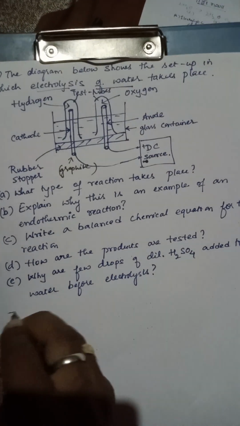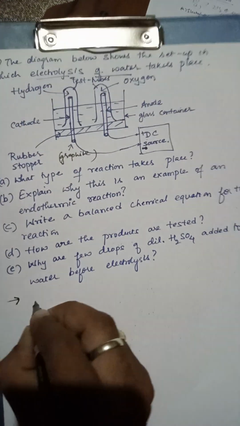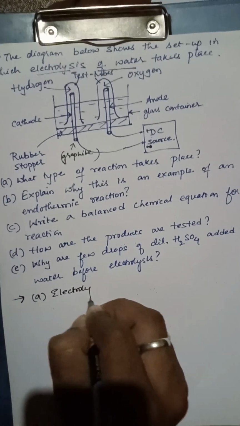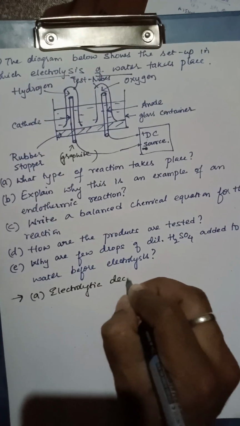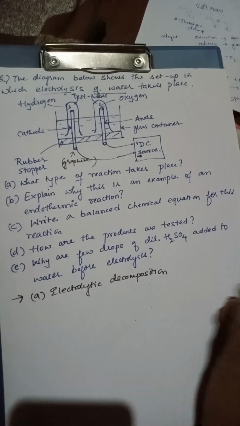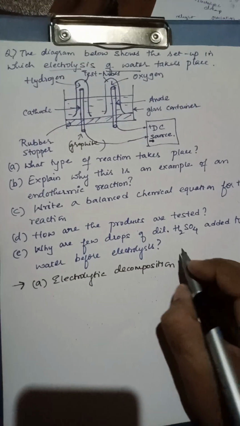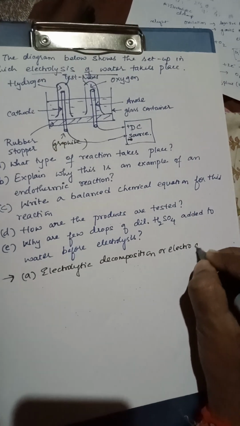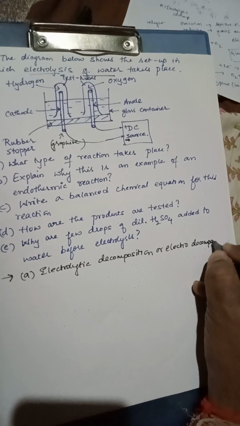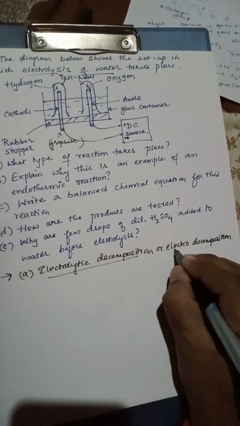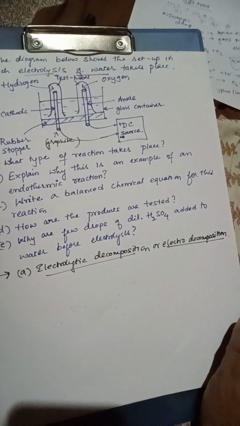The type of reaction that takes place is electrolytic decomposition of water. In fact, the name of the reaction is already given in the question as electrolysis. It can also be called electrolytic decomposition or electrodecomposition of water. So the name or type of the reaction is electrolytic decomposition or electrodecomposition.